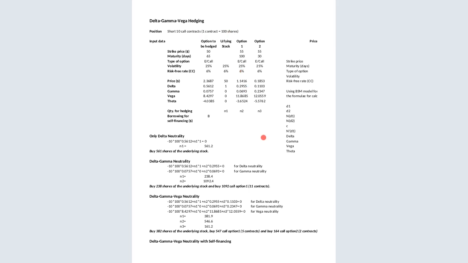So I want to buy now. To hedge, I need to buy options, and I need to hold on to shares. I need to buy shares, and for that I would need cash.